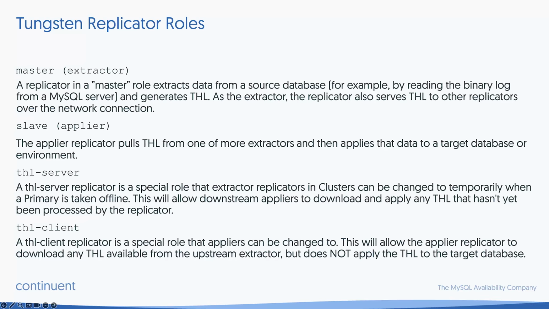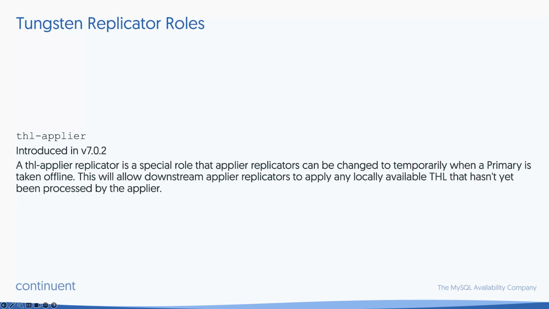In this instance, the replicator will continue to pull the THL from the primary as it is generated, but not apply it to the target database. thl-applier was introduced in 7.02 and is the same as thl-client. However, where thl-client will not apply the THL as it is downloaded, thl-applier will.